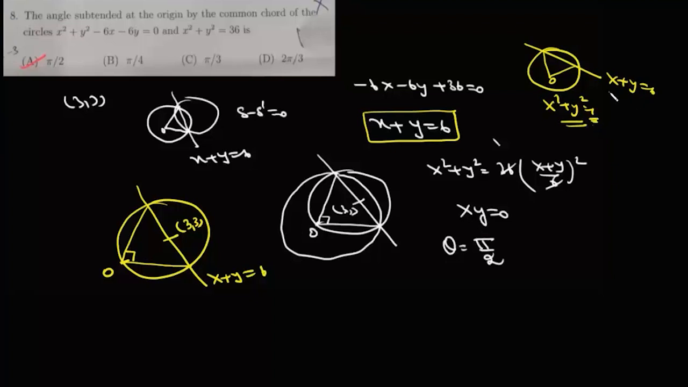We'll write this constant part as (x plus y by 6) square. If we solve it, we'll get the equation of the pair of lines as xy equals 0, which are basically the x-axis and y-axis, and the angle between them is pi by 2.